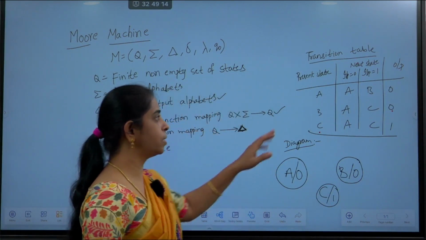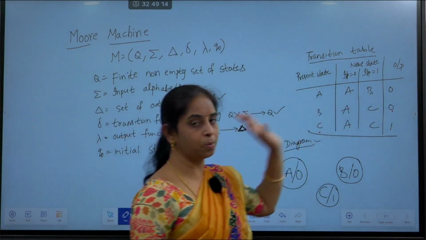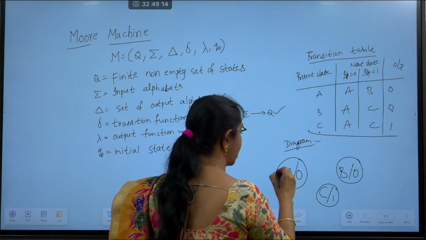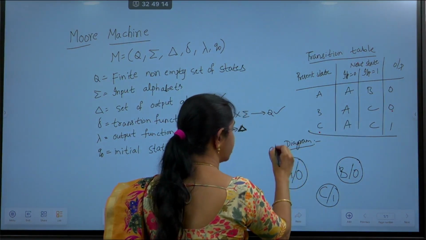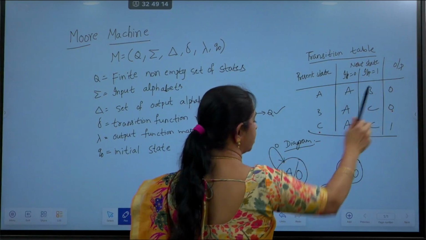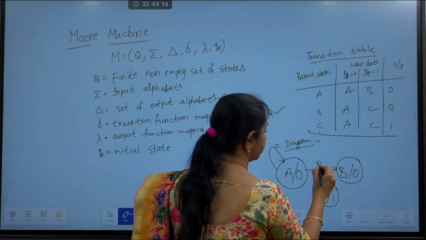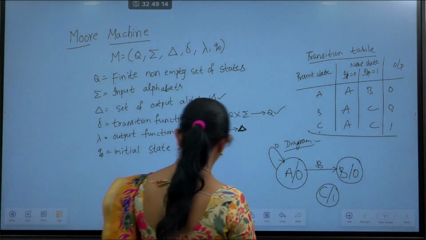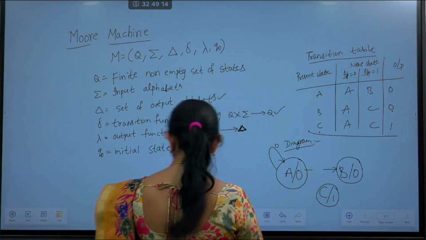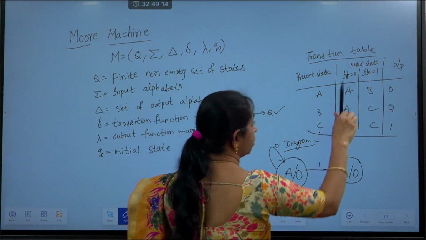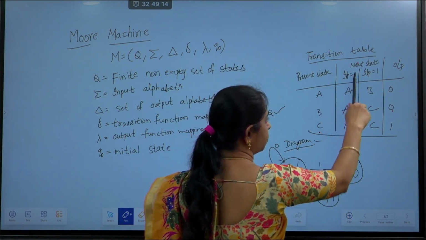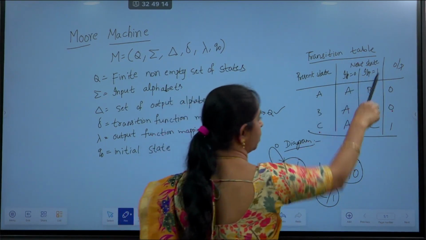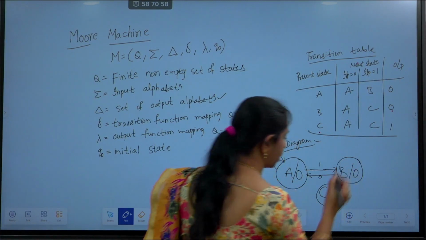Now we have to represent the next states on input 0 as well as on input 1. On present state A, input 0, the next state is A itself, so we give a self transition. On input 1, the next state is B. Coming to the present state B, on input 1, the next state is B. From present state B, on input 0, the next state is A. On input 1, the next state is C.